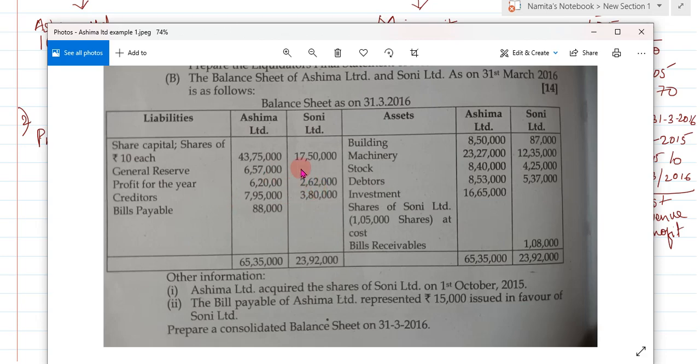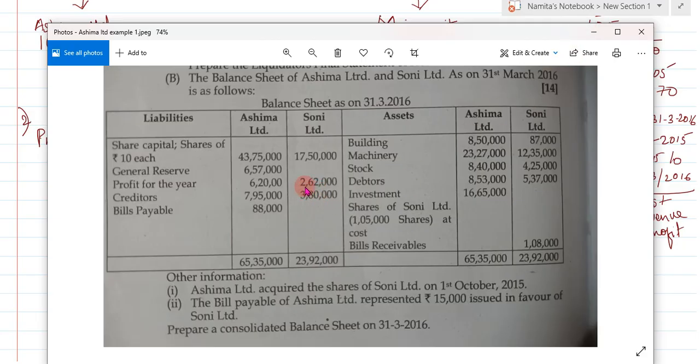Profit for the year is 2,62,000. We are not taking general reserves because in this example Sony Limited has no general reserves. If there are general reserves, we have to consider general reserve in the calculation of capital profit. Here general reserves are not given, hence we are not taking it for the calculation of capital profit and revenue profit. Here only the profit for the year is given, that is 2,62,000.